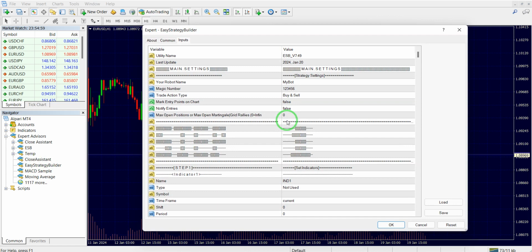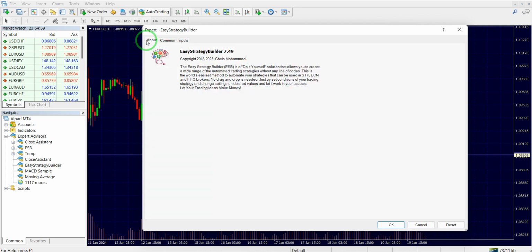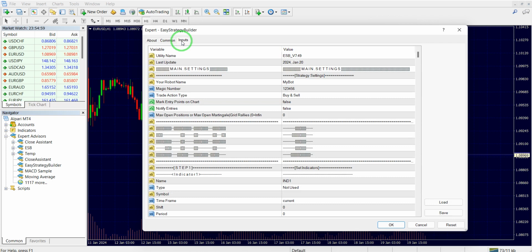To see the Easiest Strategy Builder settings, under the about tab you can see the version. For example, the Easiest Strategy Builder on my computer is version 7.49, which is the latest version. Under the inputs tab, you can find all the settings of the Easiest Strategy Builder, like other expert advisors on MetaTrader.